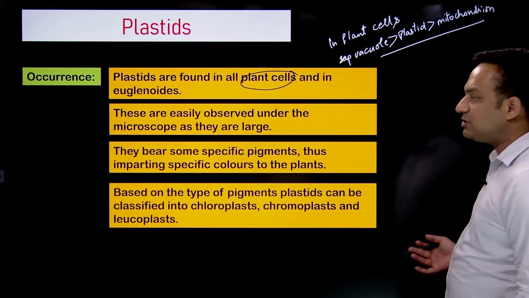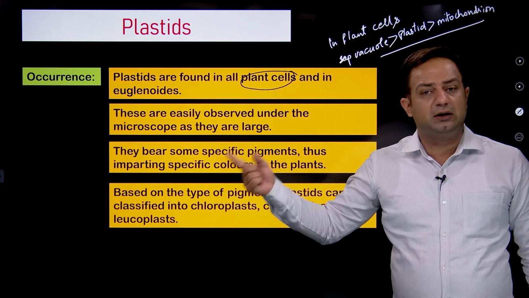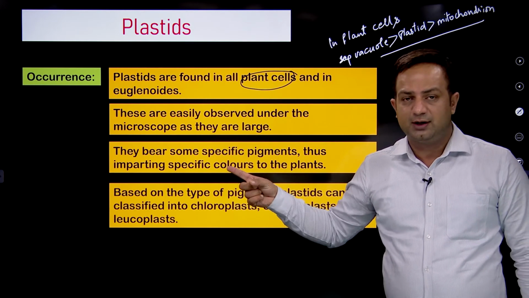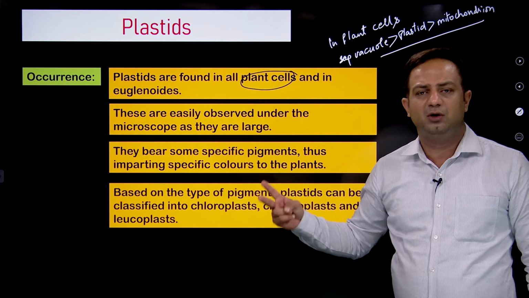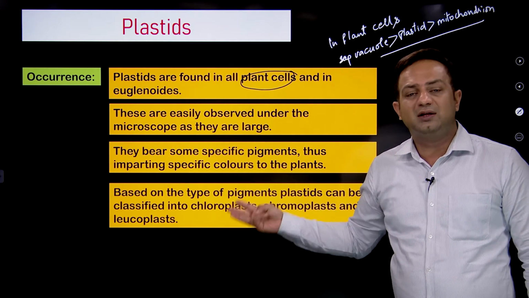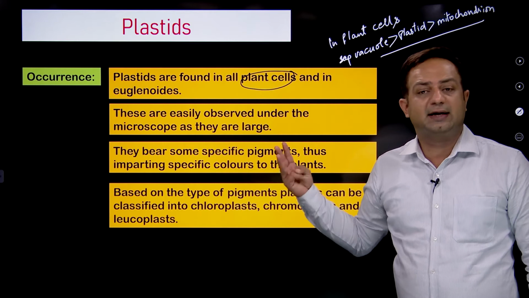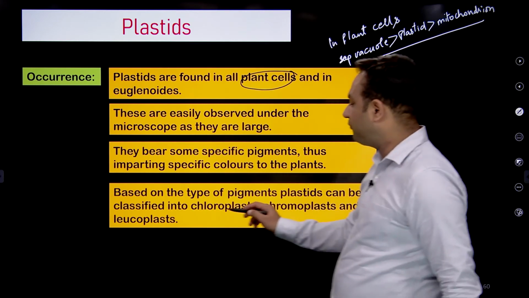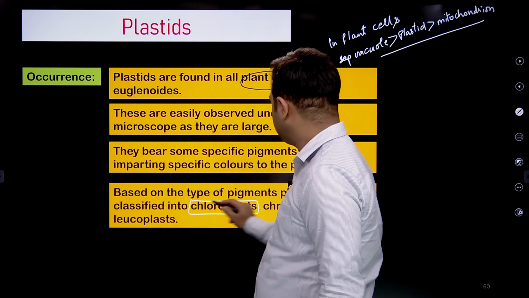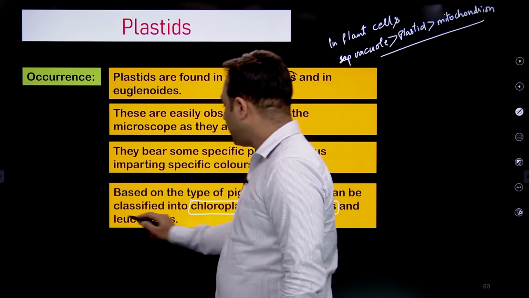On the basis of the pigments, there is the green colored plastid, chloroplast. The non-green but colored plastid is chromoplast: red, orange, blue, something like that. The third type is the non-green and colorless plastid, that is leucoplast. So these are three different types of plastid: chloroplast, chromoplast and leucoplast.